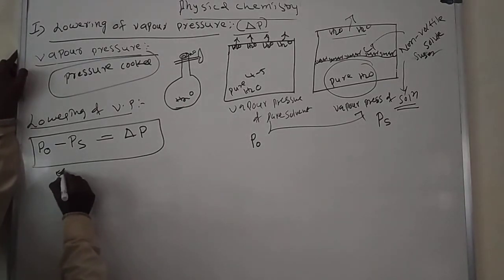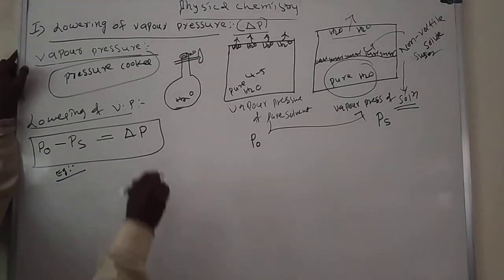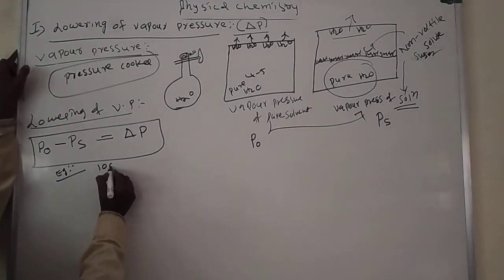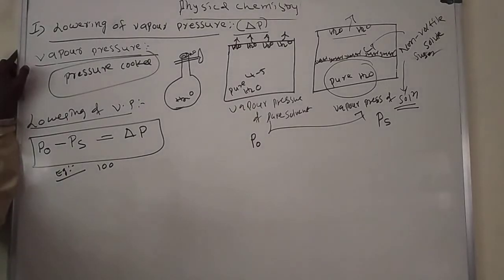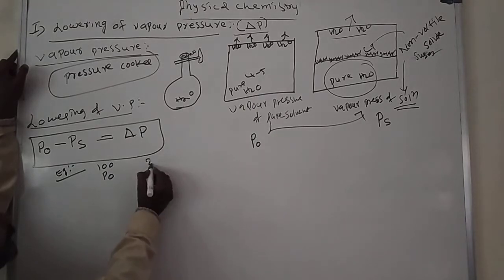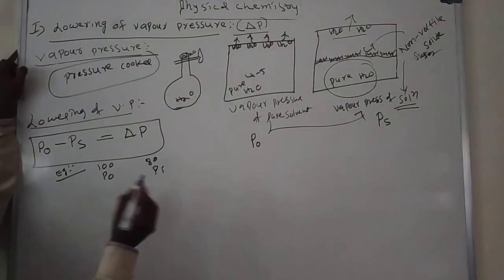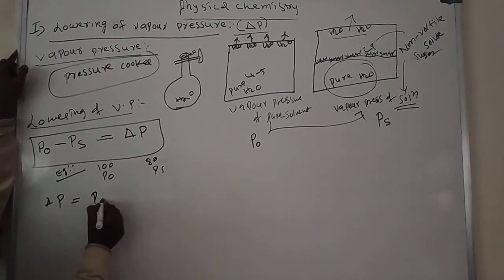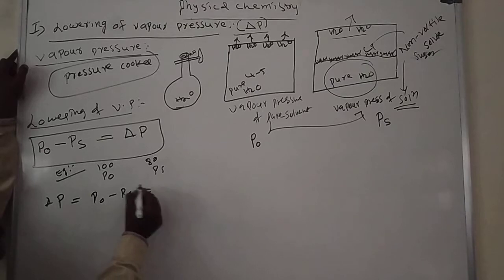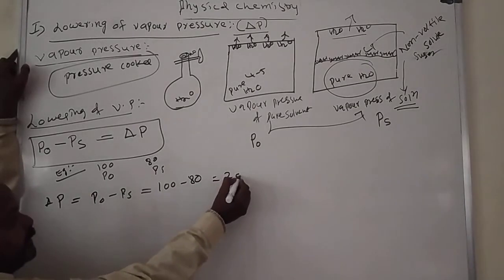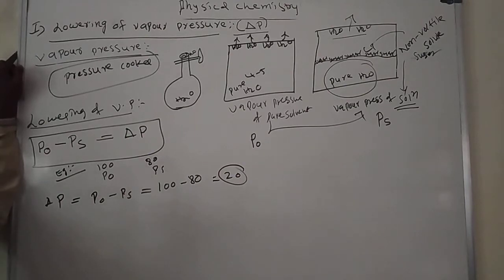Example. The vapor pressure of pure solvent is 100. The vapor pressure of solution is 80. What is the lowering of vapor pressure? Delta P is equal to P0 minus Ps, which is 100 minus 80. This is the lowering of vapor pressure.